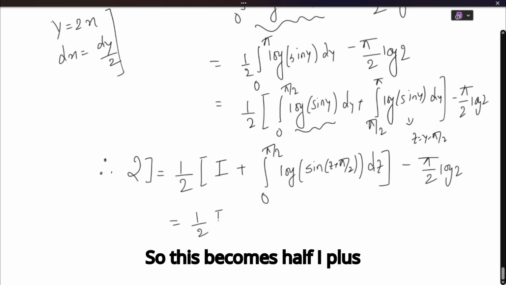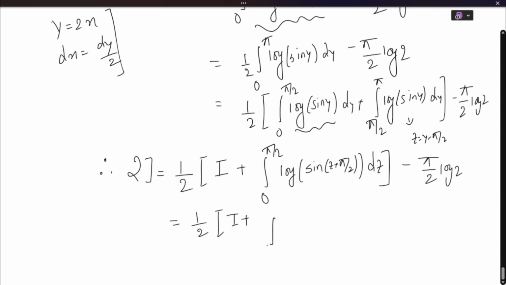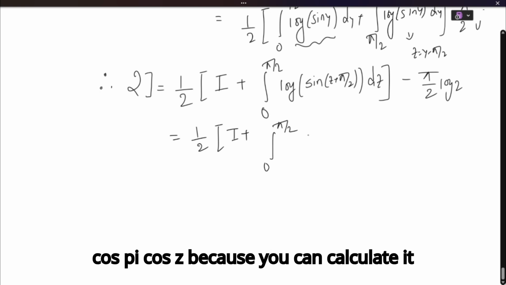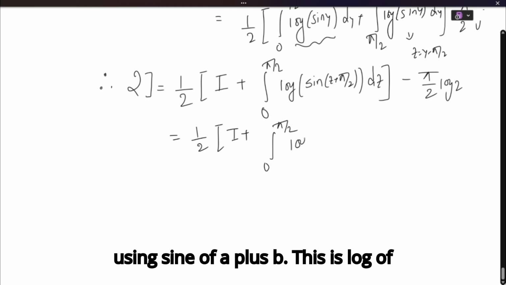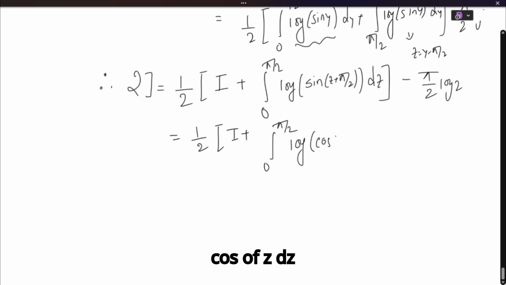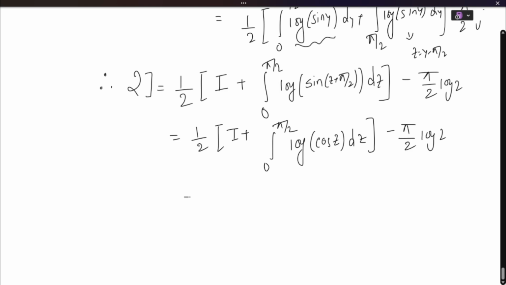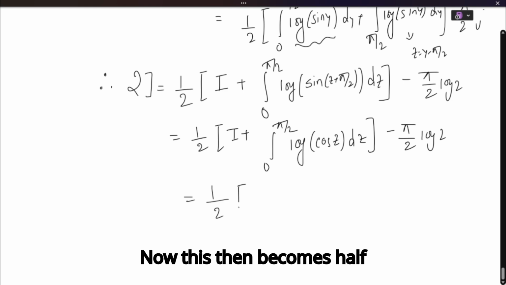So this becomes half I plus the integral from 0 to pi by 2. And sine of z plus pi by 2 is simply cos z, because you can calculate it using sine of a plus b. This is log of cos z dz, minus pi by 2 log 2. Now, this then becomes half R.